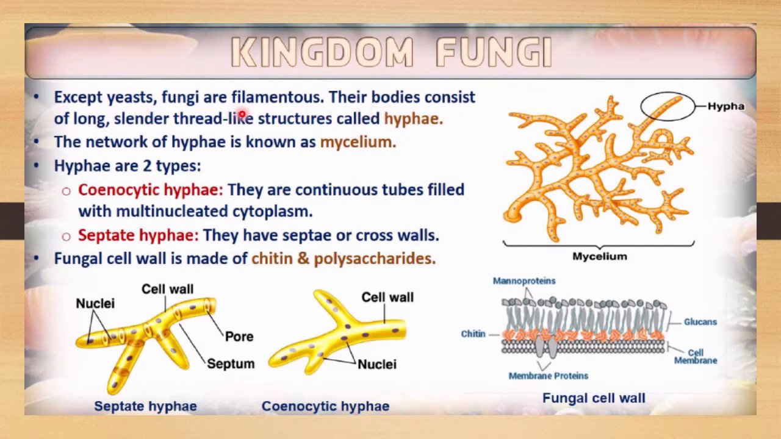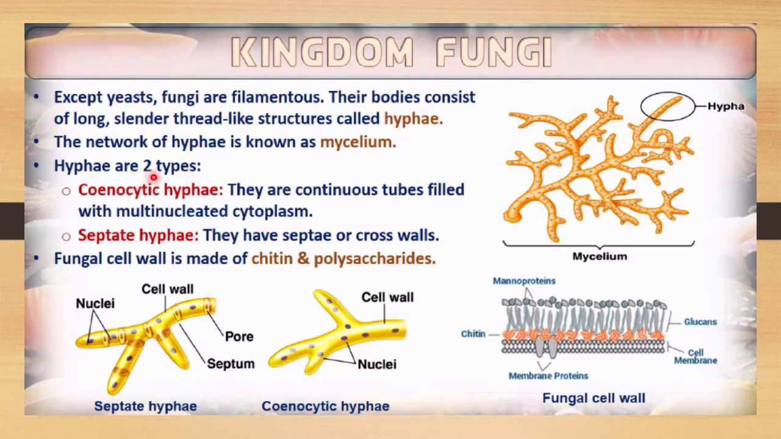Their bodies consist of long, slender thread-like structures, and these are called hyphae. Here you can see the thread-like structures, which are called hyphae. The network of hyphae is known as a mycelium. So all these hyphae together form a network, and that is called mycelium.